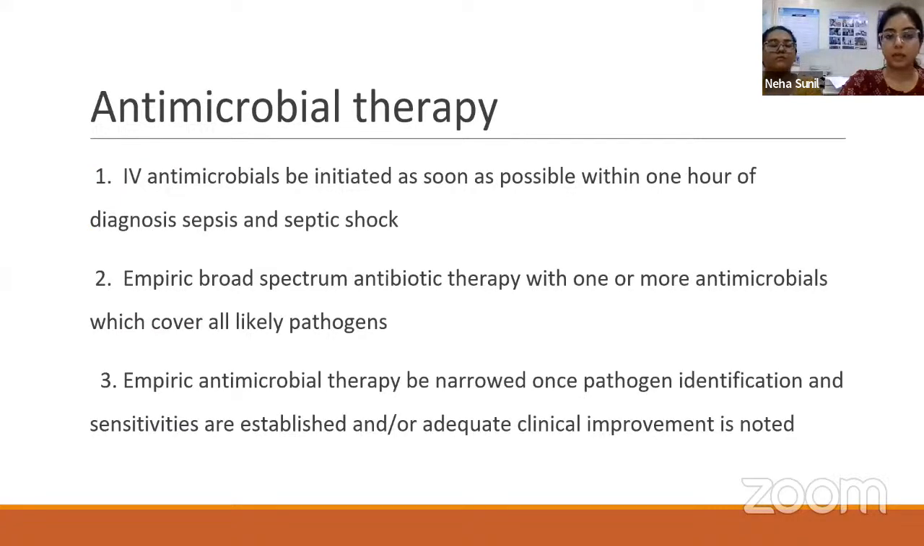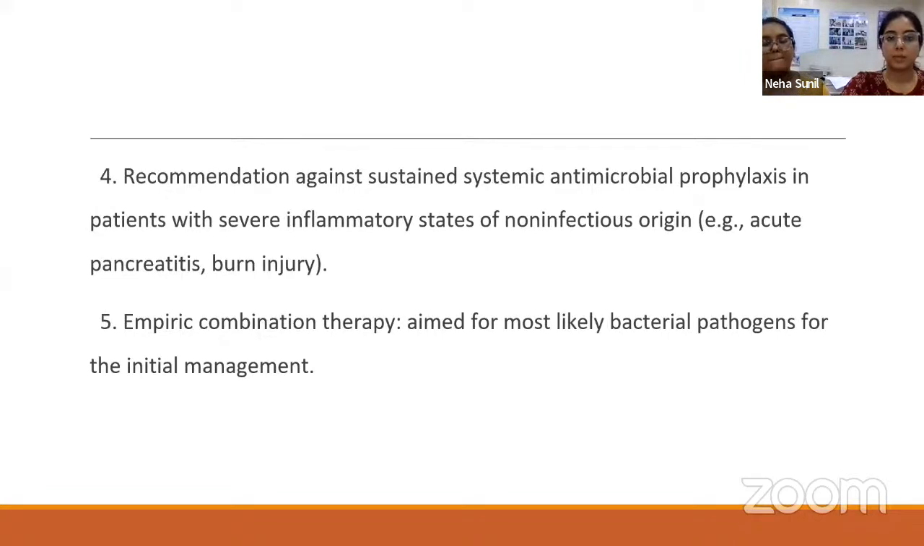Antimicrobial therapy: IV antimicrobials should be initiated as soon as possible, within 1 hour of diagnosing septic shock. Empiric broad spectrum antibiotic therapy with one or more antimicrobials which cover all likely pathogens. Empiric antimicrobial therapy is to be narrowed once the pathogen is identified and sensitivities are established and/or adequate clinical improvement is noted. There is also a recommendation against sustained systemic antimicrobial prophylaxis in patients with severe inflammatory states of non-infectious origin, like acute pancreatitis and burns.